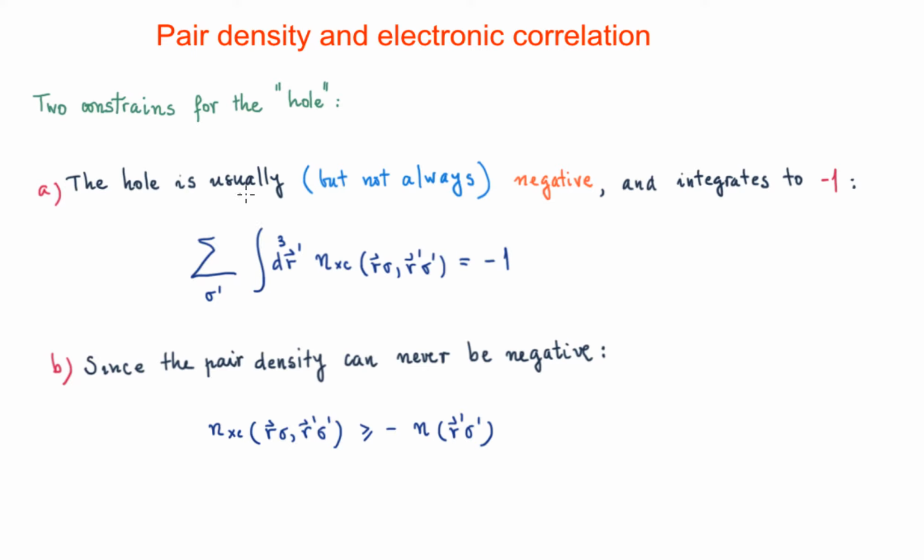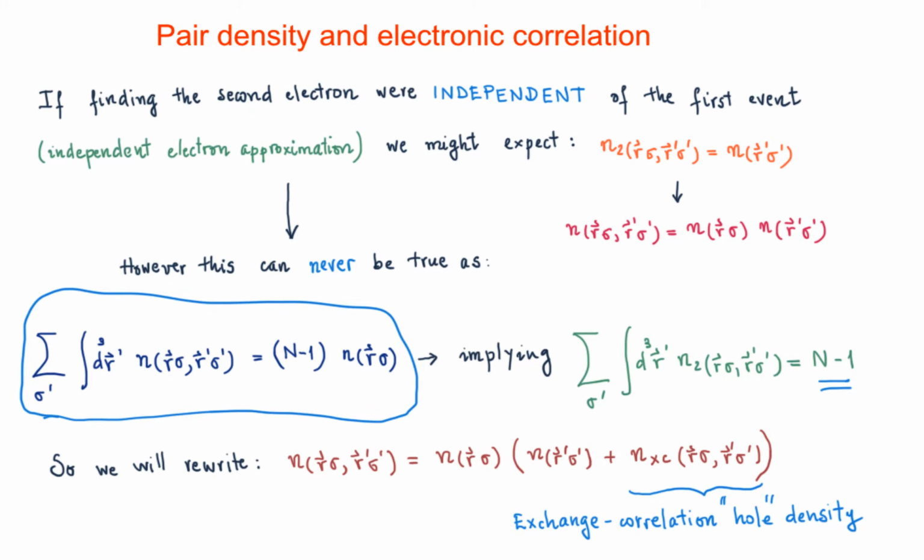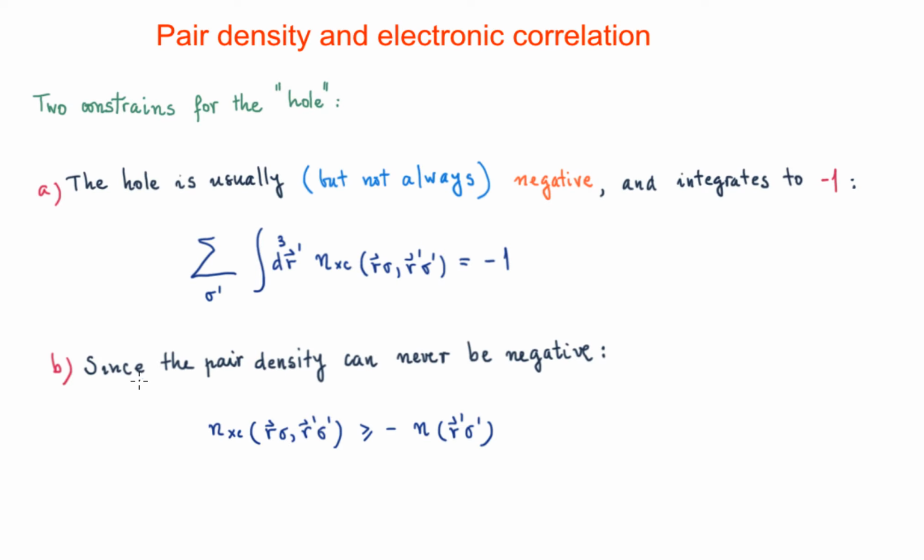First, the hole is usually, although it cannot always be like that, negative, and it integrates to -1. It's very easy to check that the integration of that contribution over R prime and the summation over sigma prime gives -1. That's the reason for the name hole: the integration over the whole function gives -1. And even though it's not always, it's negative. And second, it will be interesting to check that. You should check this. It's very straightforward considering just this sum rule. And the second constraint is the following.